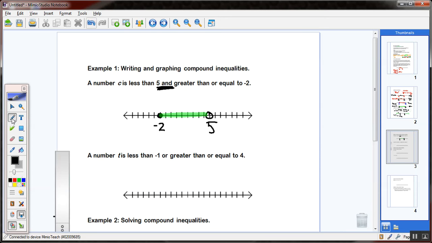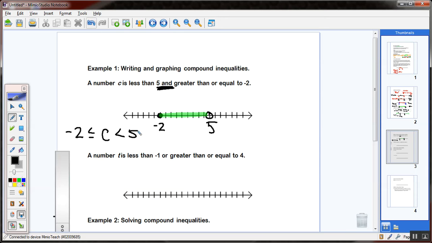Going, Bree? All right. -2. Okay, and just be careful. I agree x would work, but in this example, they're actually using C. Less than 5. Okay, that's what would be the written part there.